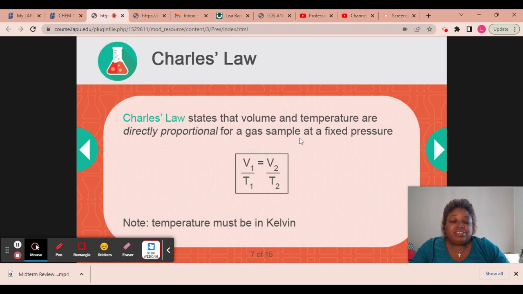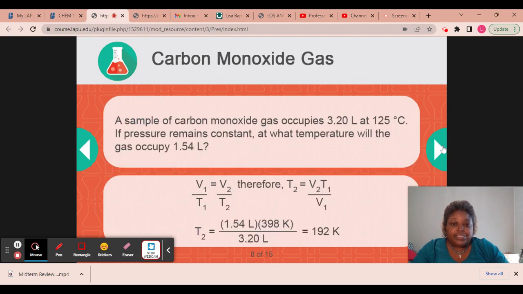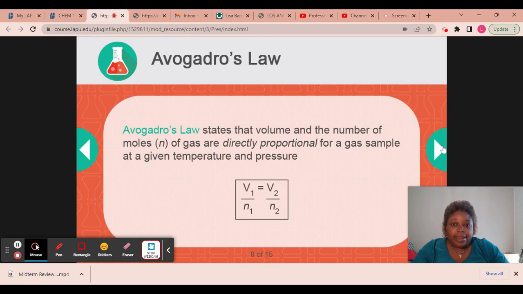Okay. We have Charles's law where we have V1 over T1 is equal to V2 over T2. V's represent volume, T's represent temperature, and keep in mind your temperatures must be in Kelvin before you do these calculations. Okay. We have Avogadro's law, V1 over N1 is V2 over N2, where the V's are your volume and N's are the number of moles.